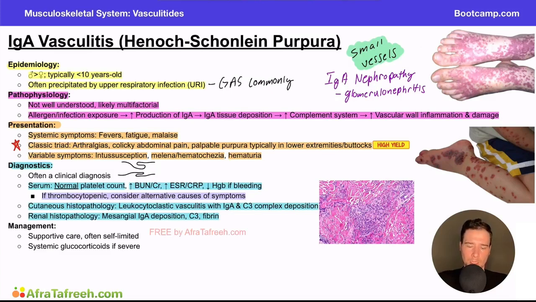Now, when we think about our management here, this is often going to be a self-limiting condition, so supportive care is needed as patients are going through the symptoms. This can include things like Tylenol, anti-inflammatories with NSAIDs. However, if patients have severe involvement, they might need systemic glucocorticoids.